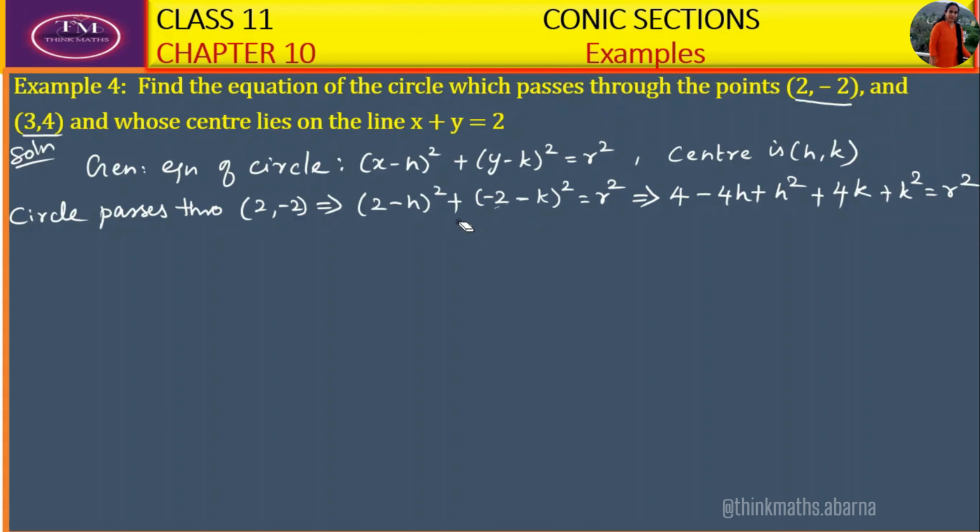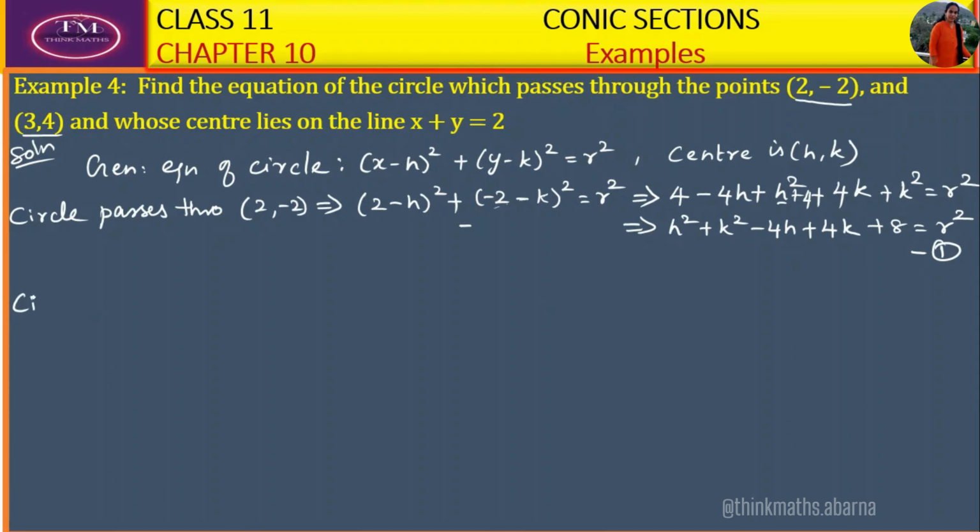So now we have to simplify this. If we simplify this, we will get h square plus k square minus 4h plus 4k, and what did I miss here? Yes, I missed 4 here. So 4 minus 4h plus h square plus 4 will come. This 4. Okay. So it is 4 plus 4, it is 8, equal to r square. Now this is the equation. So let us name this equation as 1.